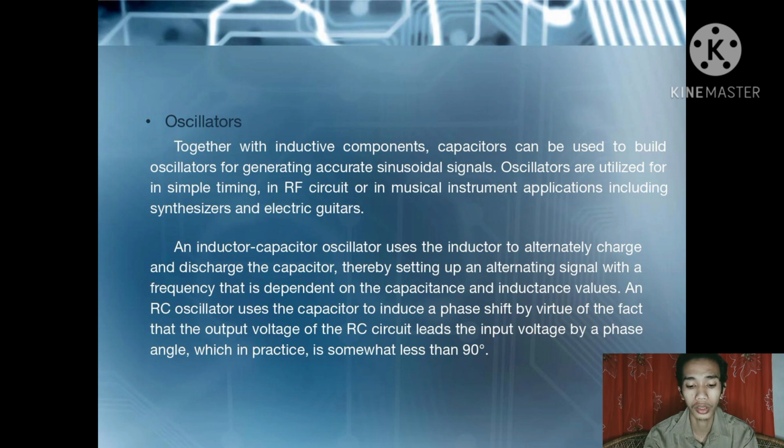An RC oscillator uses the capacitor to induce a phase shift by virtue of the fact that the output voltage of the RC circuit leads the input voltage by a phase angle, which in practice is somewhat less than 90 degrees. So that would be the four commonly used applications of a capacitor. First is the decoupling. Second one would be filtering. Third one would be coupling, and the fourth one would be oscillators.